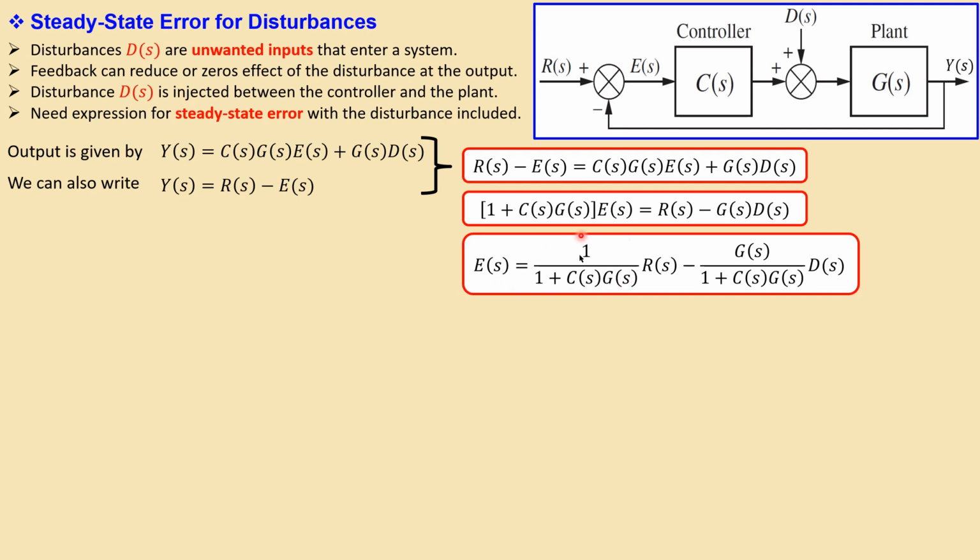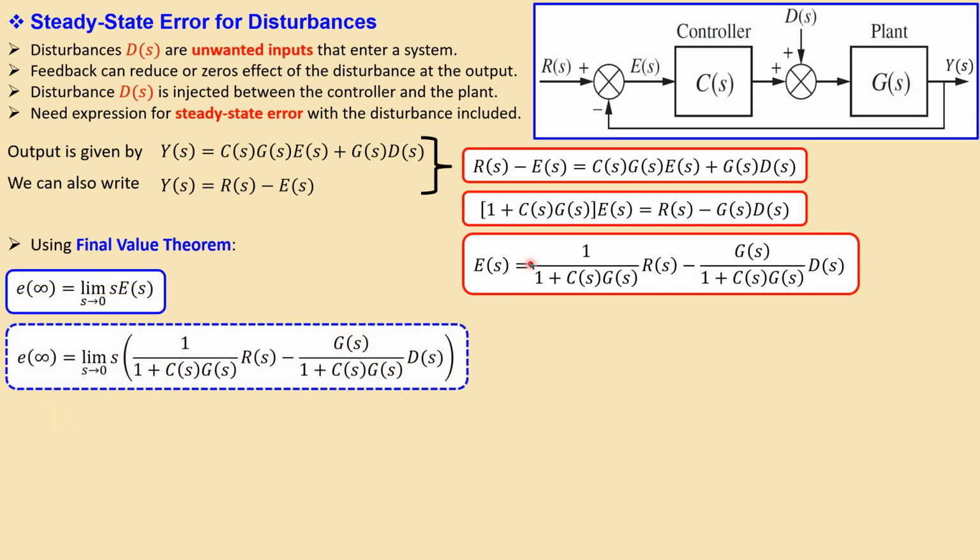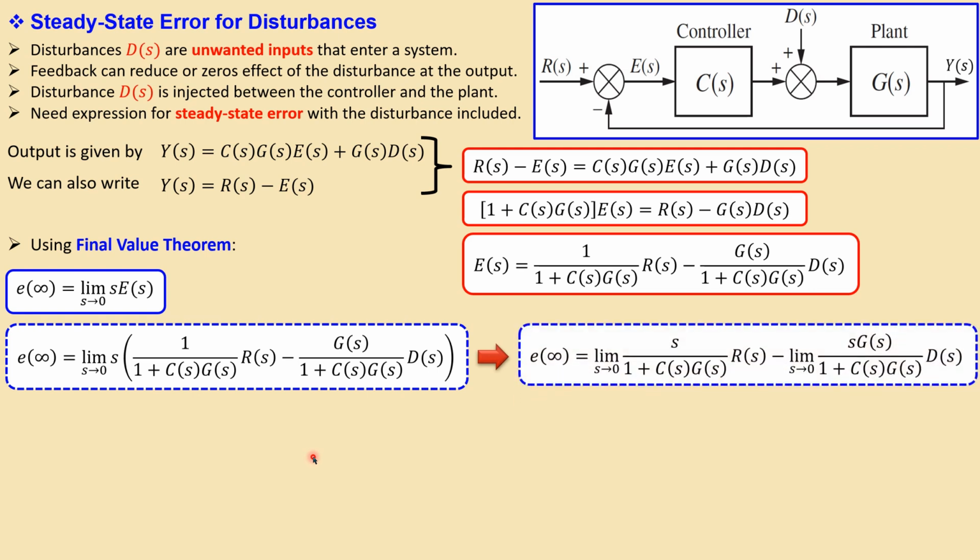And now we have an error, which is this. We already know that is 1 over 1 plus the loop transfer function times the r. And this is the second term, which is the additional term due to that disturbance. So using again the final value theorem for this case, you will get this. So using limit s approaching 0, s times this complete expression for E(s), which is actually shown here, you will have this and this. That will give you then the following expression.